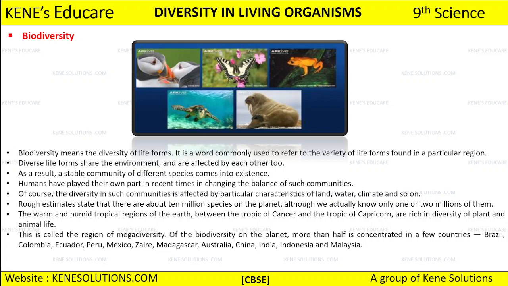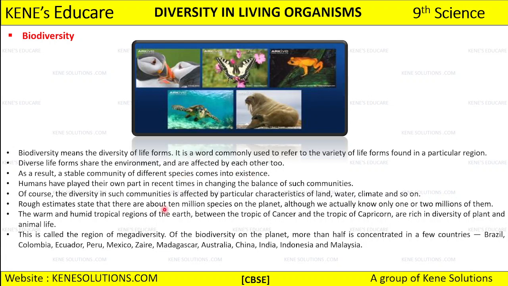the different life forms. And this variety that we see in life forms is with respect to a particular region itself, right? So diverse life forms share the environment. Diversified life forms means the variation we see in life forms, and they all are affected by each other, right? If there is a climatic condition which is changing, all the diverse forms of life existing on the earth are also going to show some effect. So as a result, a stable community of different species comes into existence.